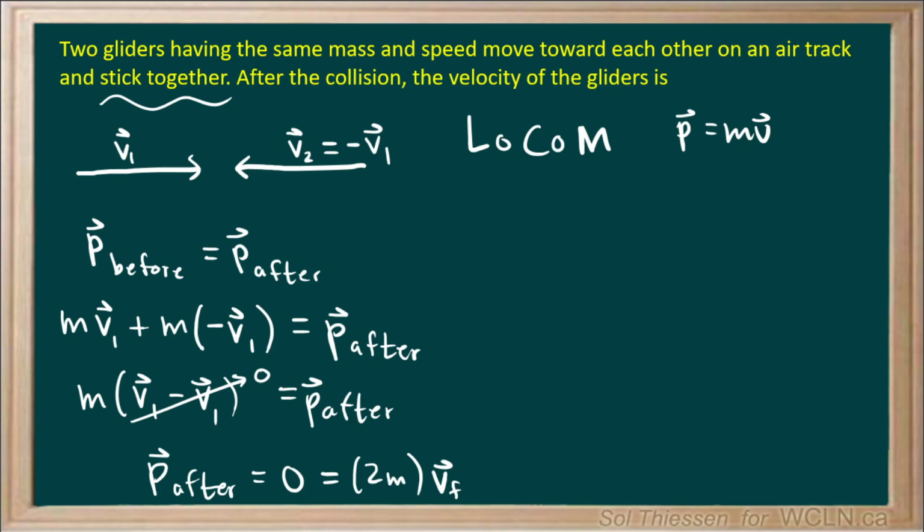So that final velocity must be equal to 0 in order for the momentum after the collision to be equal to 0. So the velocity of the gliders that are stuck together after the collision must be equal to 0.